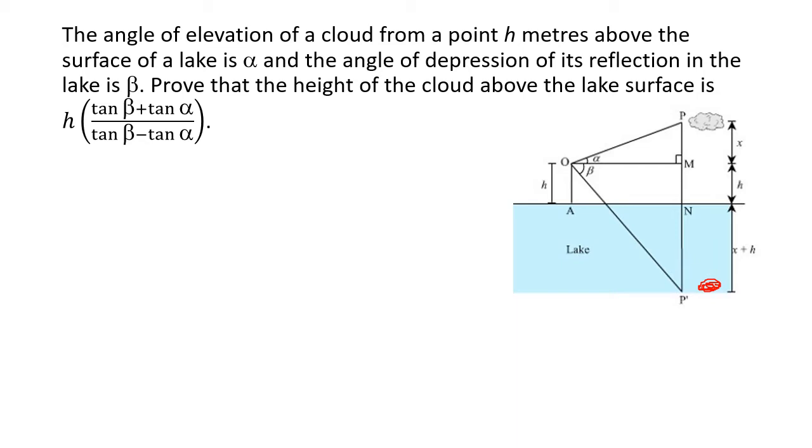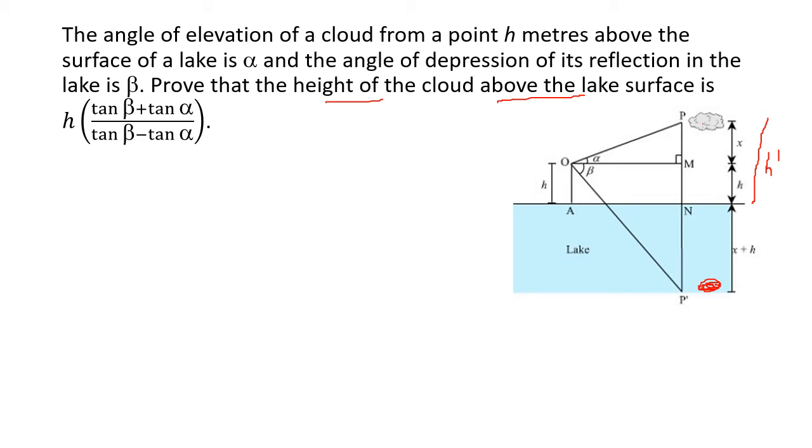Now we have to find the height of the cloud above the lake. So we have to find Pn. Let me call it h prime. So if I call this Pn h prime, notice Pm equal to, they have taken x, but I am going to do it in a different way. I am not using this diagram. You can use this diagram if you want, but I am going to take this as h prime.